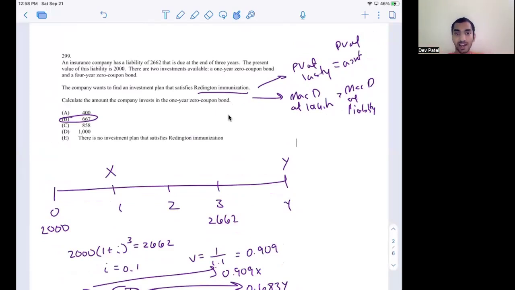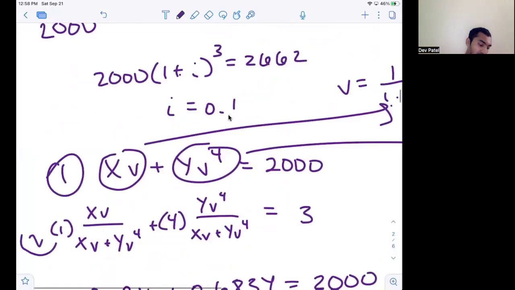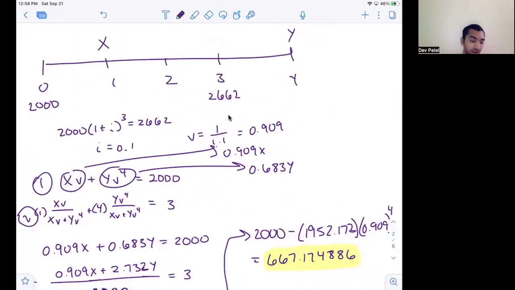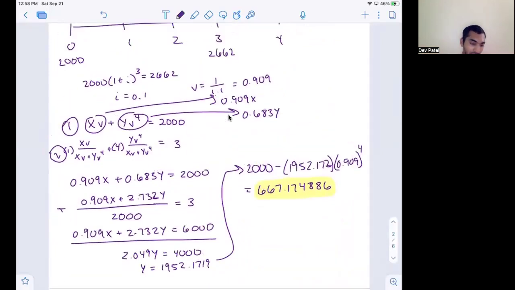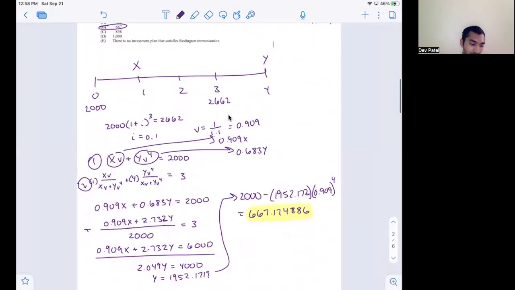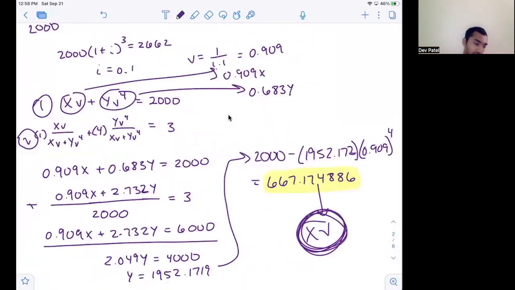We know the present value is 2,000. At time 3, it's 2,662. And we know that's a 1-year coupon bond, so our redemption value is going to be X for that. And our redemption value at the end of year 4 for the 4-year coupon bond is going to be Y. So first, these are the two system equations: setting our present values equal to each other, and setting our Macaulay durations equal to each other. And then we just solve for X and Y. We're able to get our answer of around 667. That's the value for Xv, because we have to get the present value, right? So we're calculating Xv in this case.